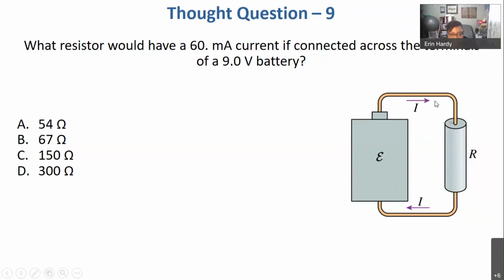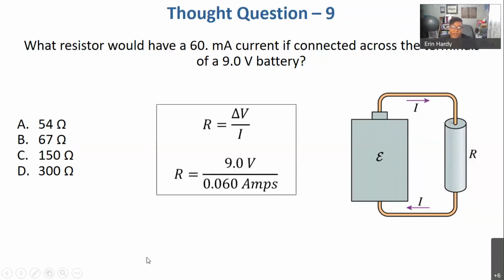The delta V across that wire segment is going to essentially be zero. So the whole delta V of the battery should be reflected across this resistor. We can use Ohm's law here. We can rearrange it to solve for R.